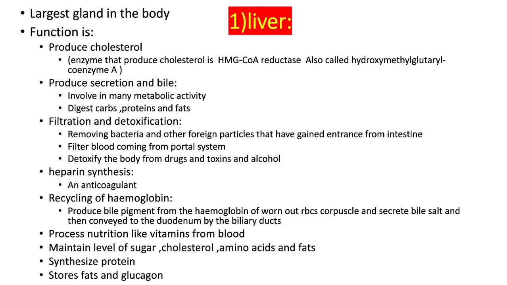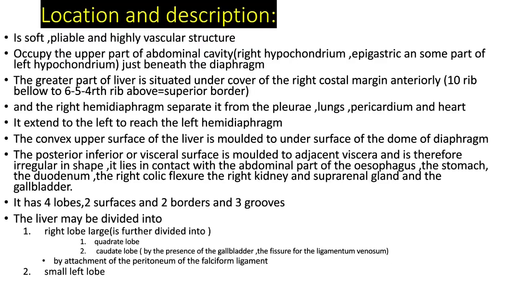Heparin is synthesized by the liver, which is an anticoagulant, and it also recycles hemoglobin by producing bile pigments from the hemoglobin of worn out RBCs, or corpuscles, and secretes bile salt, which is then conveyed to the duodenum by the biliary duct. So, location and description of the liver.